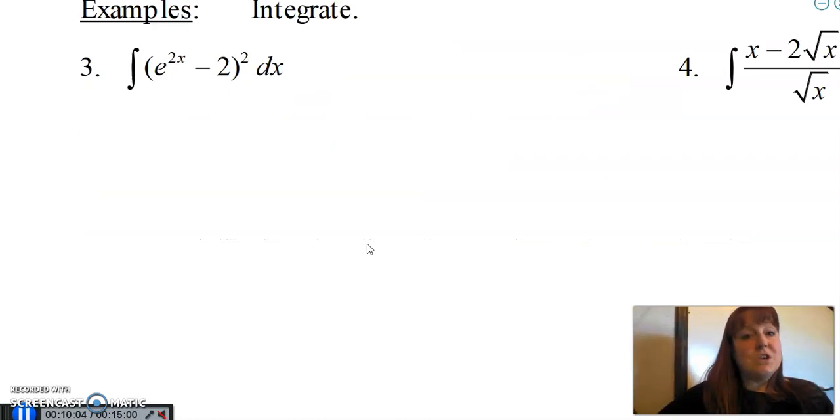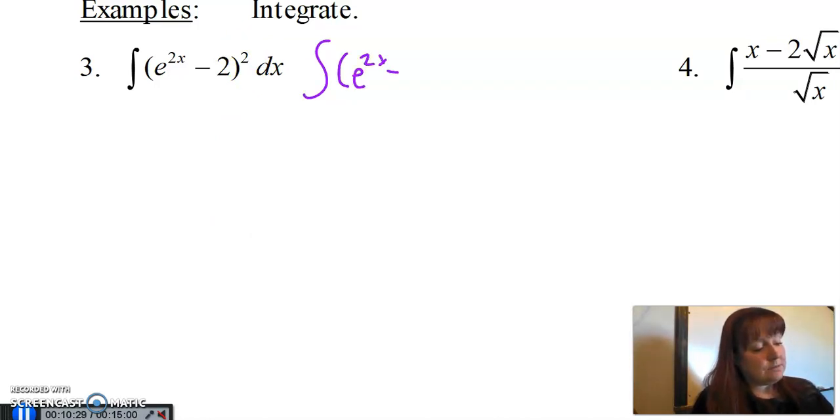Okay. So here's one that we know we can't do U-substitution with because the inside, here's like a function inside. I don't see its derivative outside. I don't see its derivative anywhere, so I can't do a U-substitution here. And I see that it's squared, which tells me I'm probably just going to have to use FOIL. So I'm just going to have to multiply this out. So this becomes the integral of e to the 2x minus 2 times e to the 2x minus 2 dx.